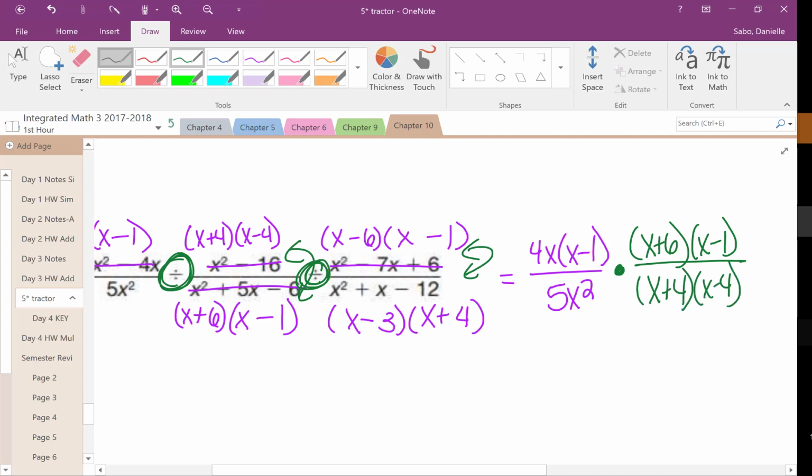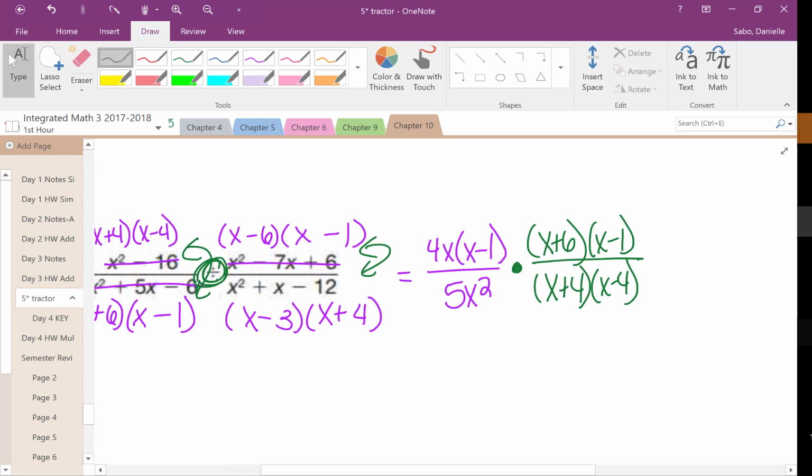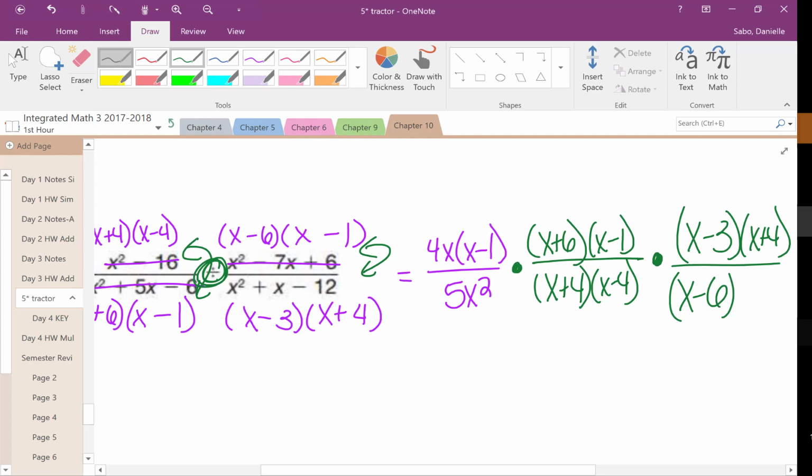All I did was change the sign. Do it again. Every time you see division, I want you to think multiply by the reciprocal. So multiply by the reciprocal, which is this. It is x plus 6 there, because it needs to add to 5. X minus 1. Now the fun part begins. Now we're back to what we did on the first page.